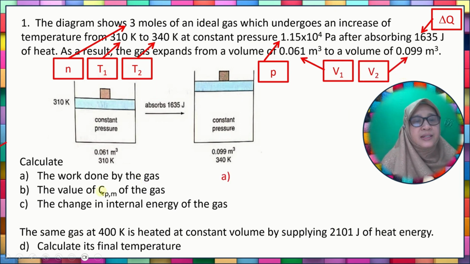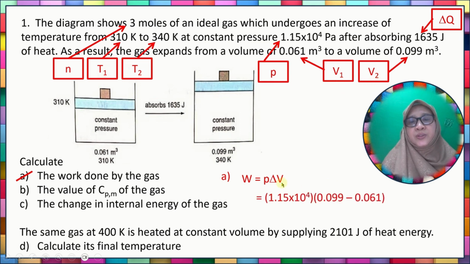Okay, calculate the work done by the gas. For the work done, we can use work equals pressure times change in volume, because pressure is constant. So we use this formula, pressure and the volume change from V1 to V2. We substitute all the values in the equation, and we get the answer 437 joule.